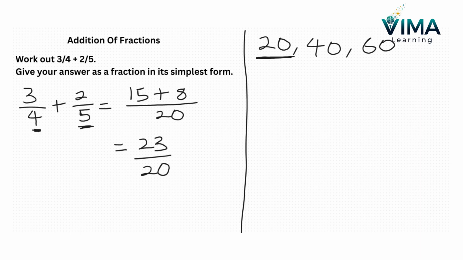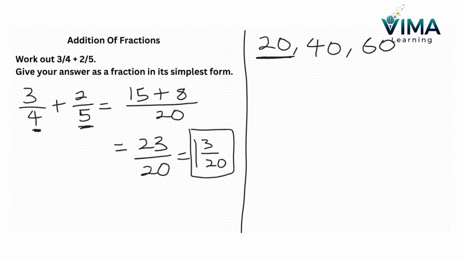Now remember, this is a fraction in improper form, so we have to leave our fraction in its simplest form. Turning it or changing it to a mixed form, 23 divided by 20. 20 can go in 23 once. Remainder 3 over 20. So this is our answer. So our answer to this question is one whole number, 3 all over 20.